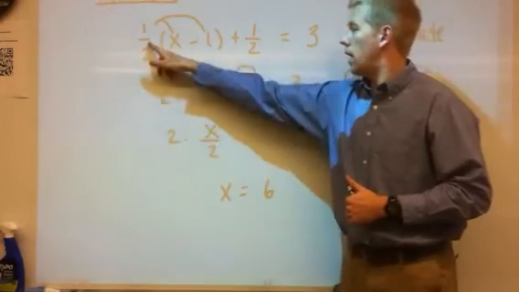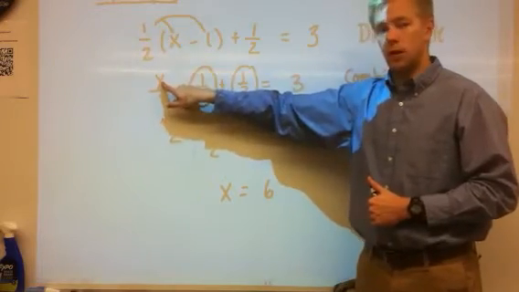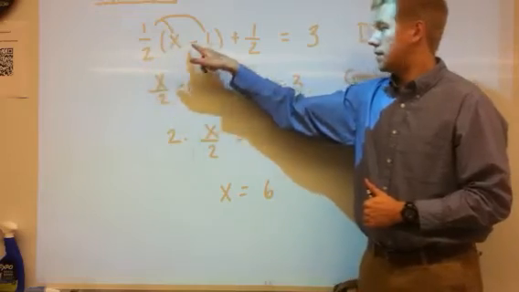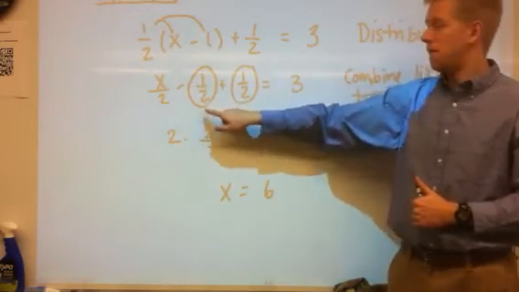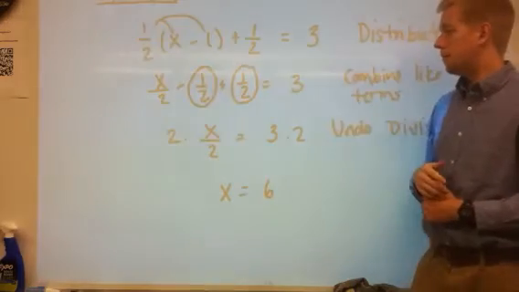When I do that, 1/2 times x is just x over 2. That 1 times the x gives me 1x. I just put it over the 2 because that was my denominator. 1/2 times -1 is just -1/2. And bring down the plus 1/2, bring down my equal, bring down my 3.